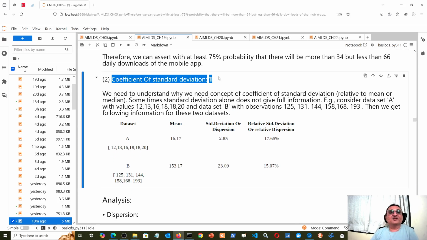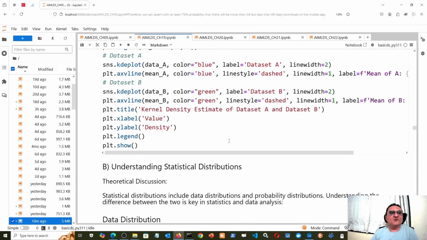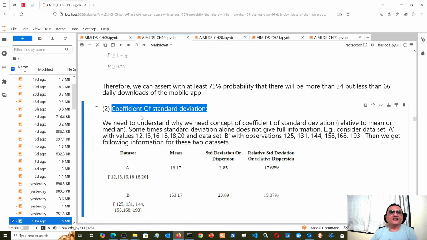One other topic is the coefficient of standard deviation. That has nothing to do with this theorem, so we can do that separately, and then we will do this code. So in the next lecture we will take care of this topic. Thank you.